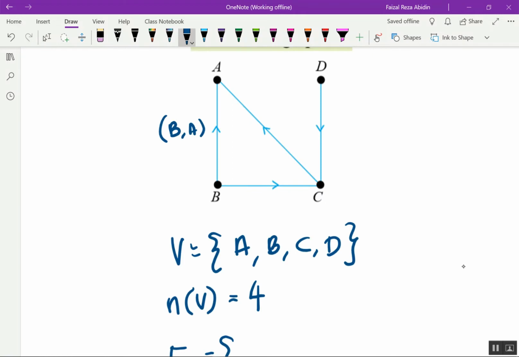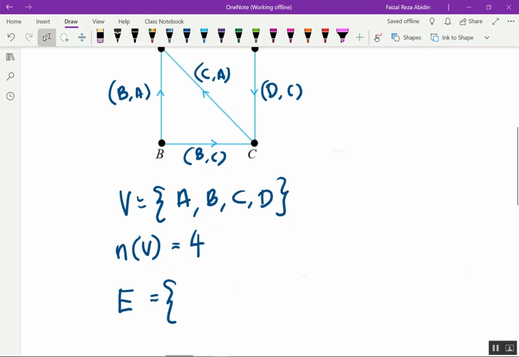This one is not AC but CA, because our initial vertex over here is C. If you look there, our initial is C and our terminal vertex is A. So we write it as CA. How about this edge? This one is normal, BC. Why? Because our initial is B, our terminal is C. This one, DC. So all are written according to the direction of the edge.